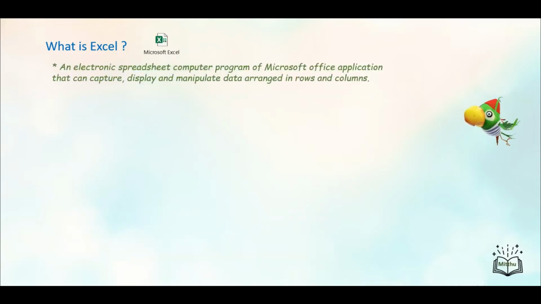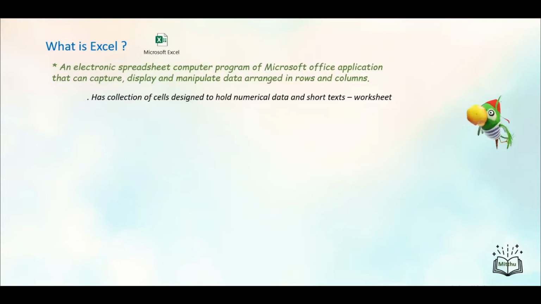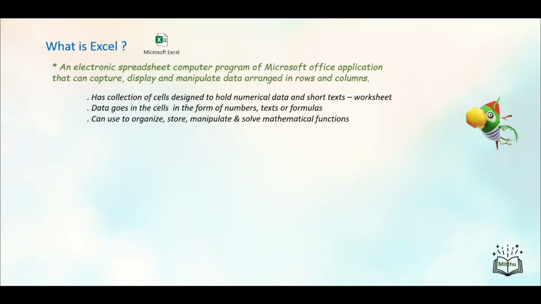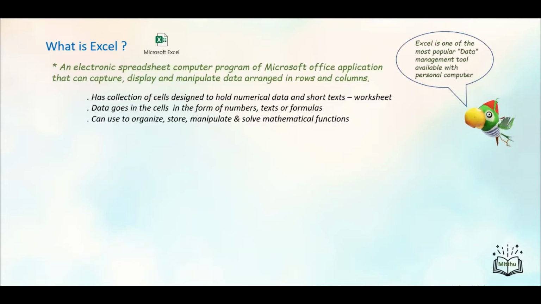So Excel is an electronic spreadsheet computer program of Microsoft Office application that can capture, display and manipulate data arranged in rows and columns. It means it has a collection of cells designed to hold numerical data and short text, which we call a worksheet. The data goes in the cells in the form of numbers, text or formulas. And this we can use to organize, store, manipulate and solve mathematical functions. So Excel is one of the most popular data management tools available with personal computers.